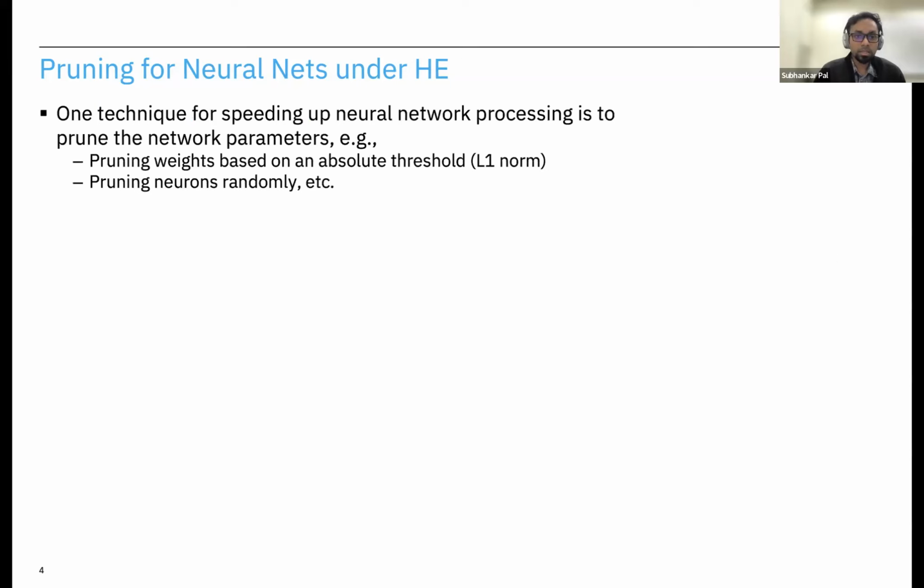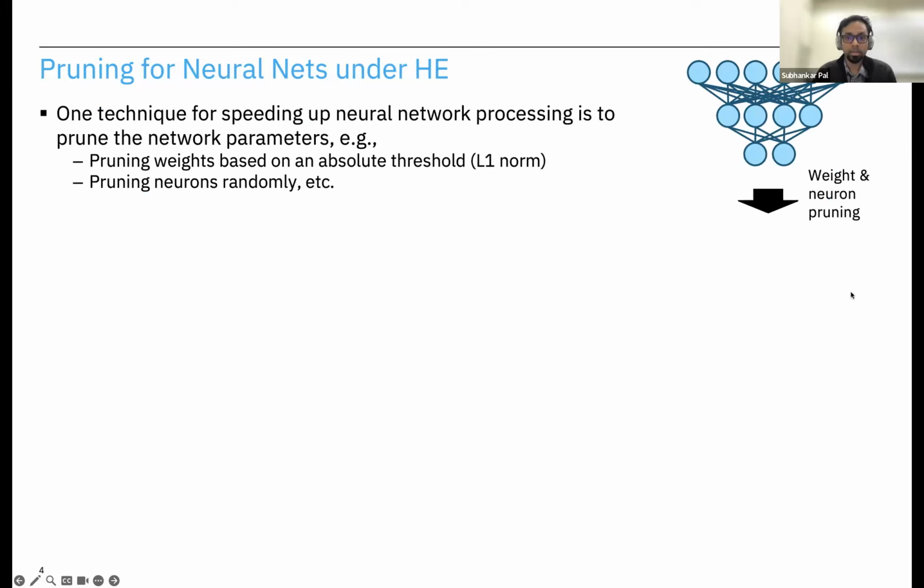In the plain text domain, we can do a typical pruning process, which involves, let's say, pruning weights and neurons. The pruning of weights can be based on an absolute threshold, such as the L1 norm of the weight values, and neurons can be pruned based on some similar metric, or we can do it randomly, and there are various combinations of these methods. An illustration is shown on the right side.